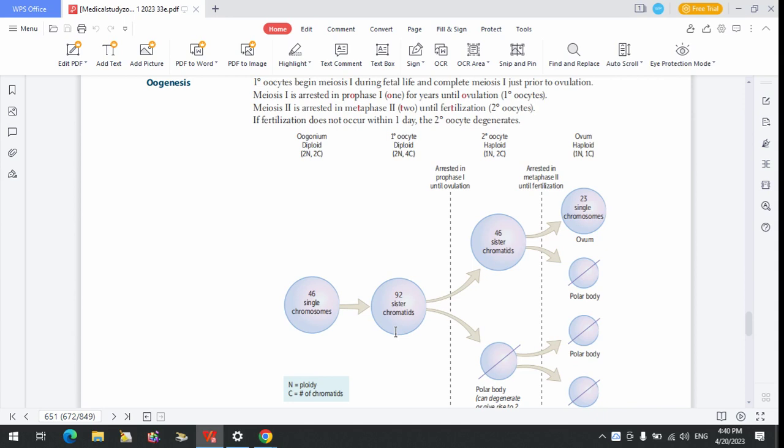So what happens during meiosis one? During meiosis one, you have the primary oocyte separating into two secondary oocytes. But sorry, one secondary oocyte and one polar body. One secondary oocyte and one polar body. But it's important for us to know that this process is actually arrested at prophase 1.